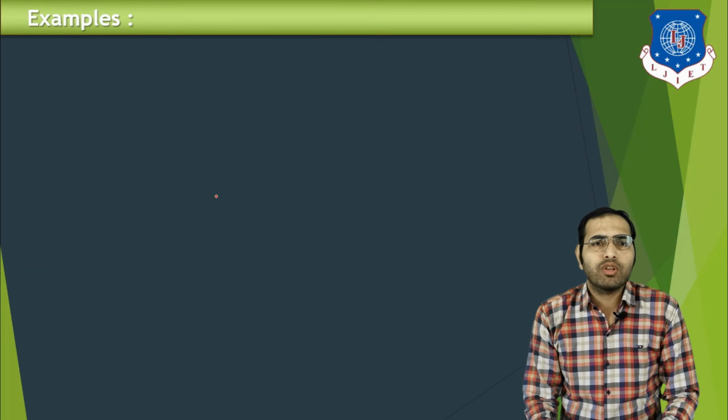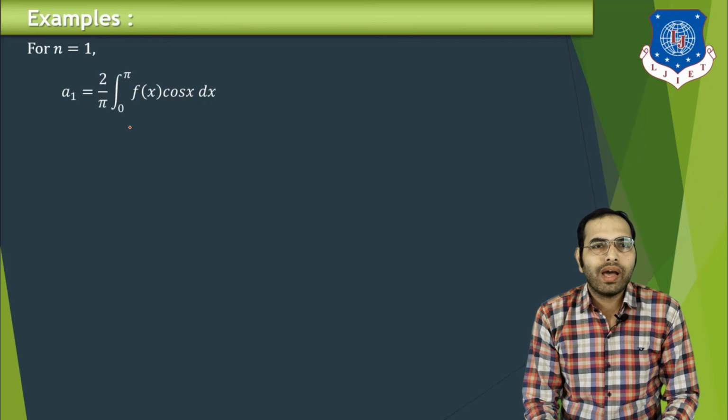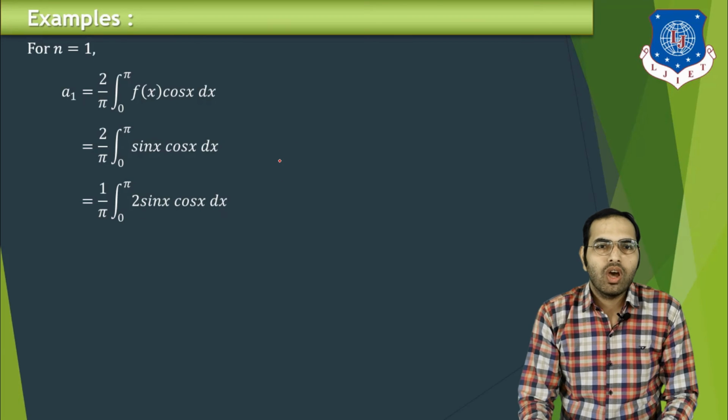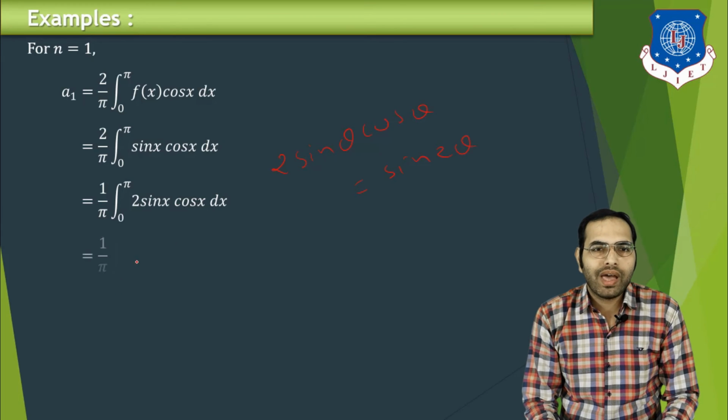Similarly, substituting n equal to 1 in the formula of an, a1 becomes 2 by pi integral 0 to pi f of x cos nx, where n is replaced by 1, so cos x dx. The function is sin x, so 2 by pi integral 0 to pi sin x into cos x dx. This 2 comes inside the brackets, so our integral becomes 1 upon pi integral 0 to pi 2 sin x cos x. You are all aware of the basic trigonometric formula: 2 sin theta cos theta is sin 2 theta. That means 1 upon pi integral 0 to pi sin 2x dx.